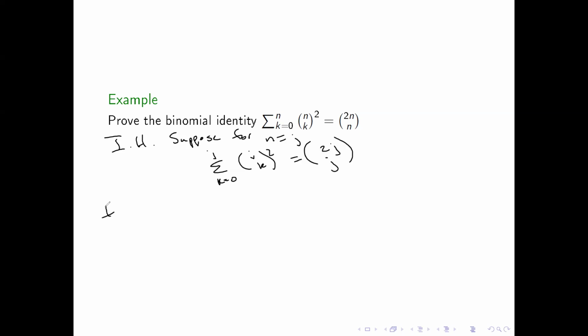Now let's do our induction step. Consider n equals j plus 1. So we need to start with one side. Normally we start with the left-hand side. That's just the way most people do it. We have the sum from k equals 0 to j plus 1 of j plus 1 choose k squared. Okay, how would you affect this and change this?